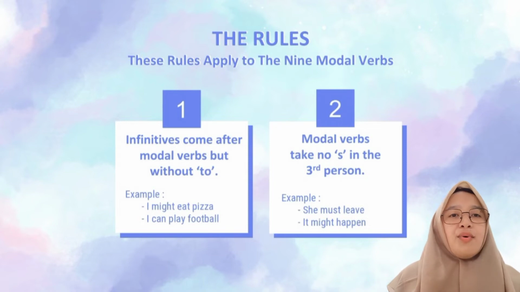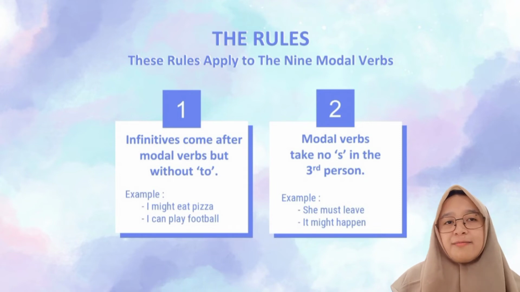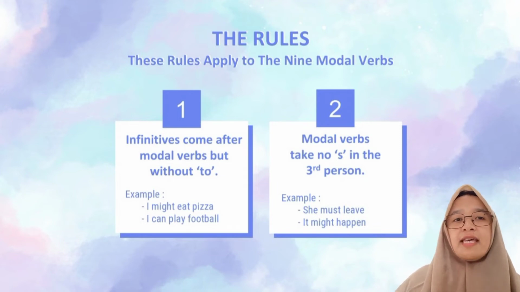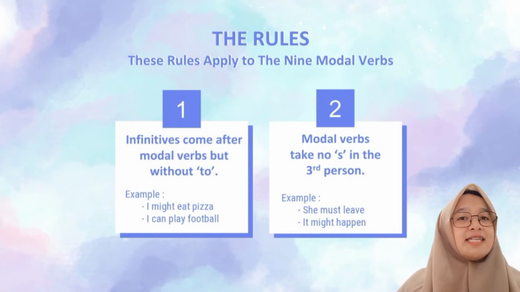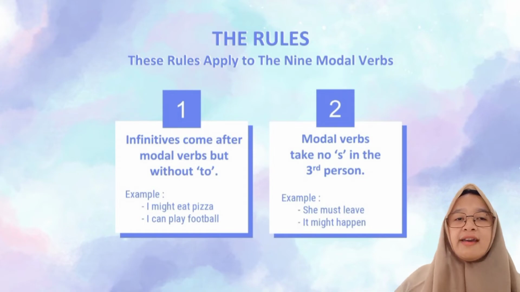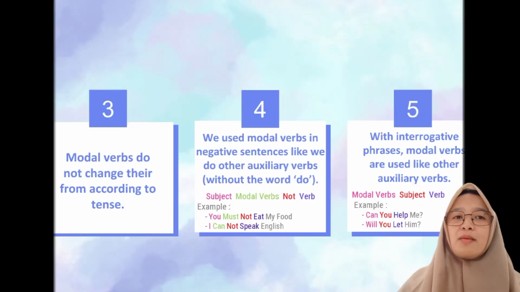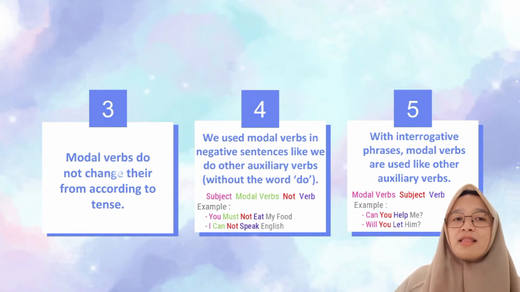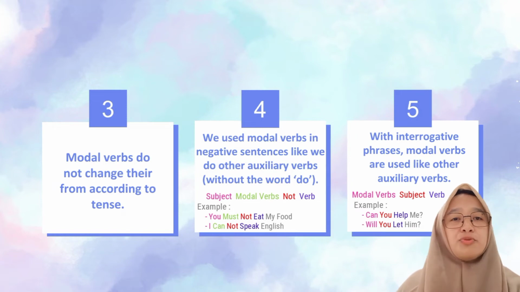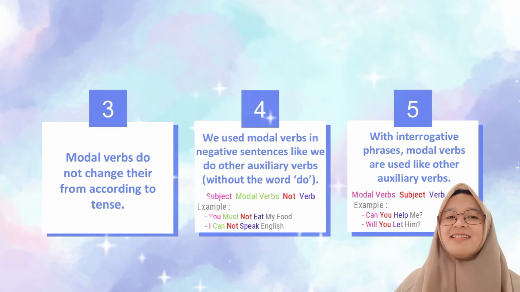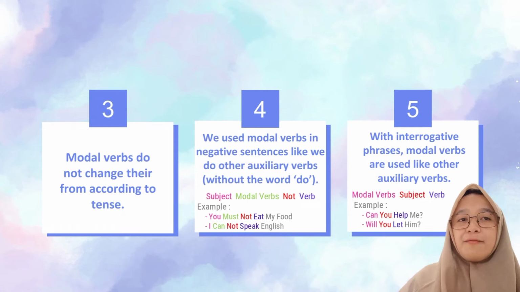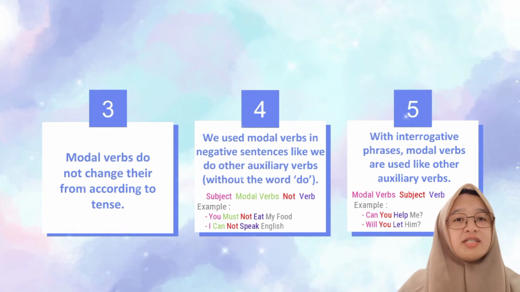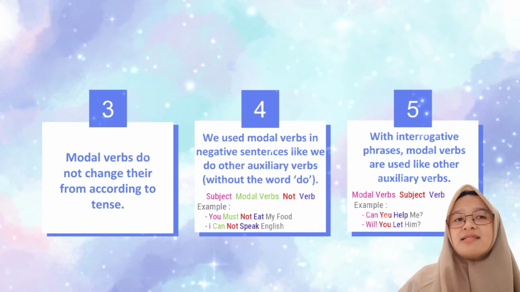Okay? So, we are saying I might eat pizza or I can play football. Rule number 2, modal verbs take no s in the third person singular. For example, she must live or it might happen. Rule number 3, modal verbs do not change their form according to tense. So, they have got no past form and they have got no future form. It just stays the same. So, the easy way of remembering it is modal verbs don't change, they stay exactly as they are.